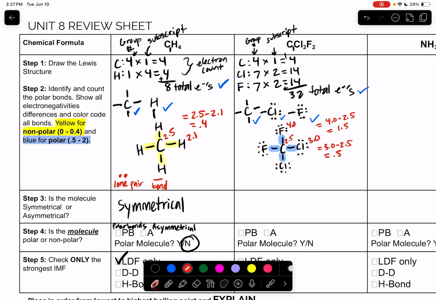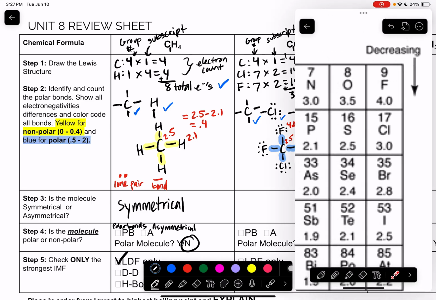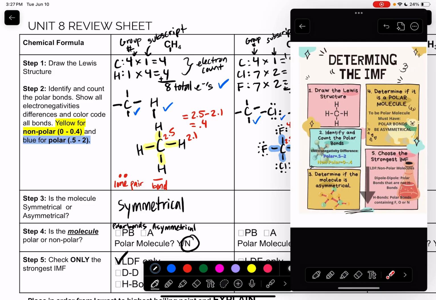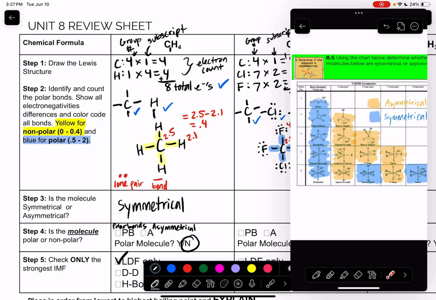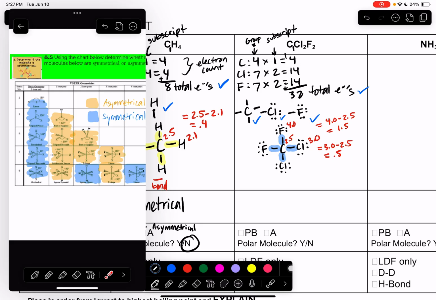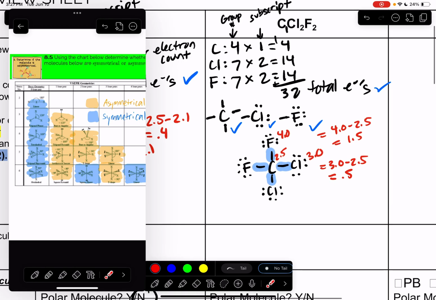Now I can move on to the next thing, which is: is this molecule symmetrical or asymmetrical? So I'm going to have to pull out my chart, which is this one. And looking at carbon, I have 1, 2, 3, 4 groups around carbon. So once again, I'm going to look at row 4. And if I have any lone pairs, which I don't because I only have bonds around carbon, that means I'm going to still stay within this same group or the same column.